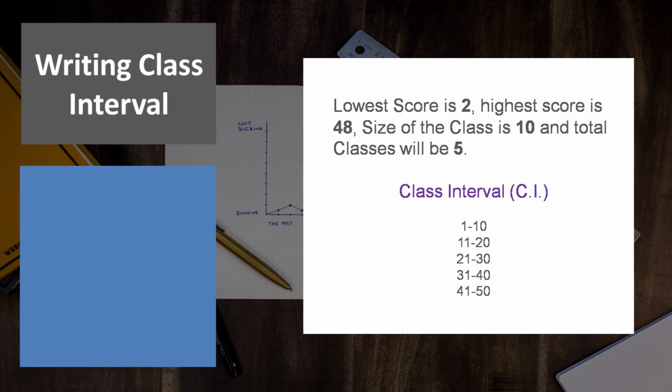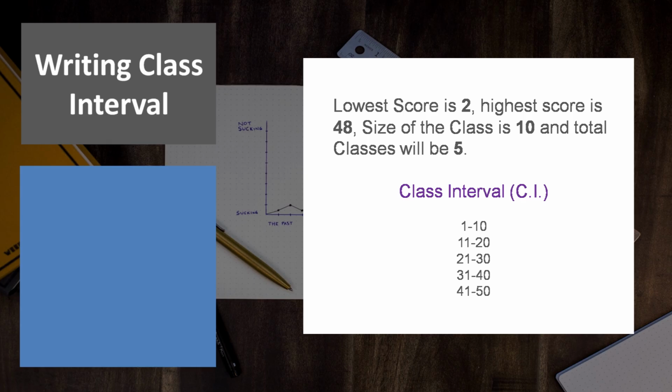So here you see the lowest score is 2 and the highest score is 48. The size of the class is 10. We have already decided, and the total classes will be 5, because we have already divided: 46 is the range, divided by the size of the class, 10. 46 by 10 is 4.6, and rounded off that is 5.